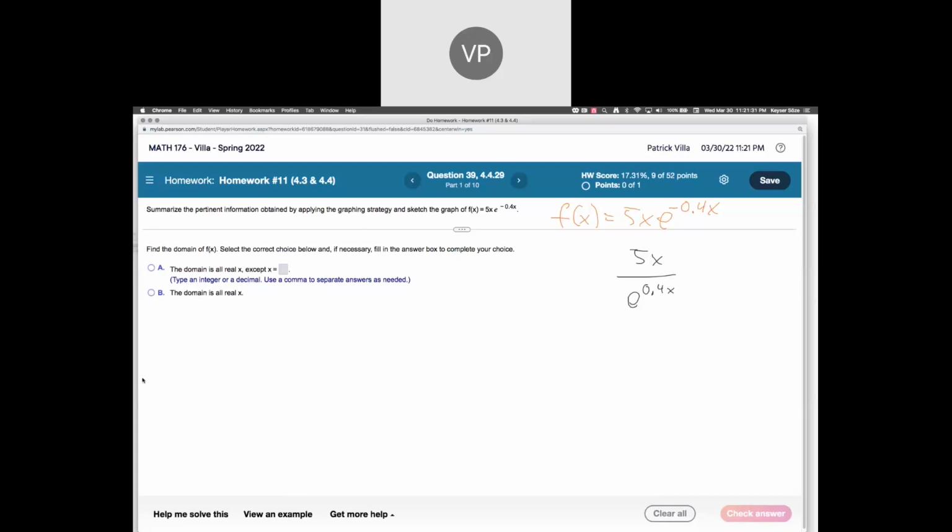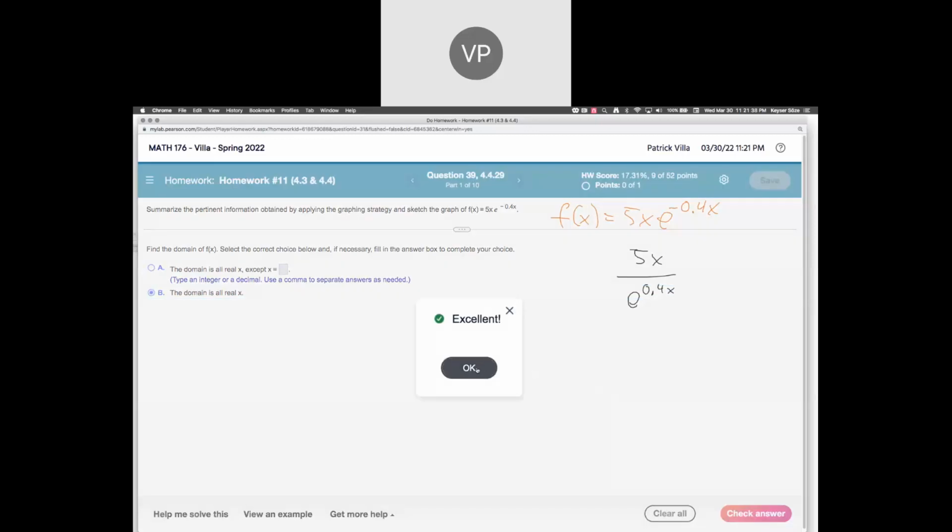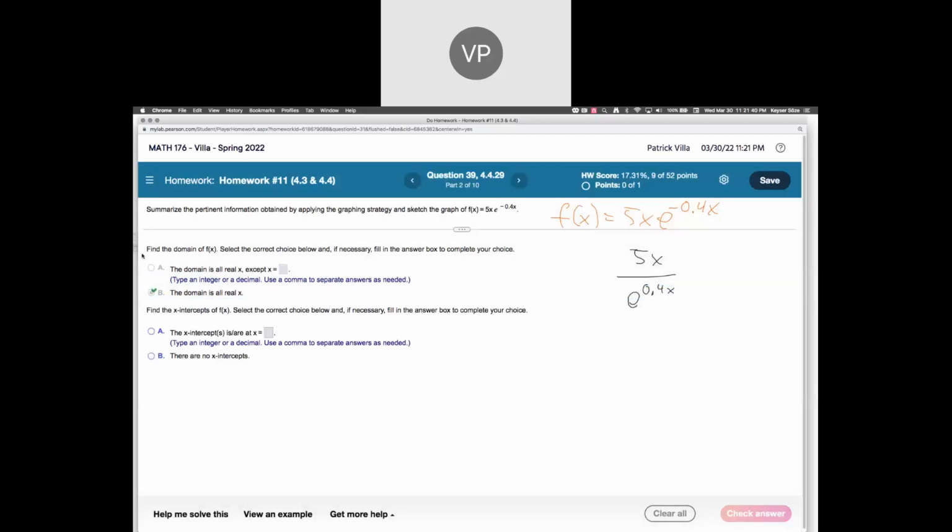Cursor down here. Okay, all real numbers. And what I like about this, even though there's 10 parts, you get to check each step of the way. So if you get something wrong, you're not going to go into an abyss here. You can fix it before you go on to the next part.